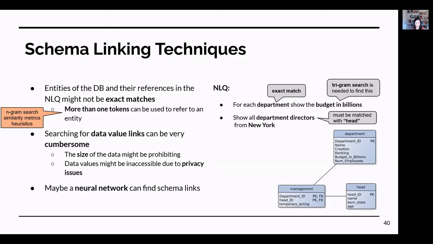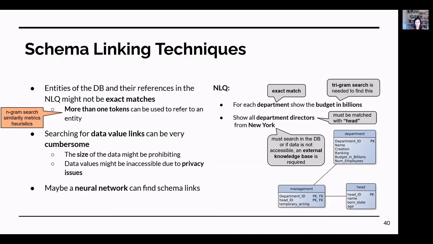Now, what about linking parts of the query with values in our data? Of course, one approach is, as we already discussed, using an inverted index. So take a look here at New York. We could use an inverted index. And again, here we may need to use an n-gram search.